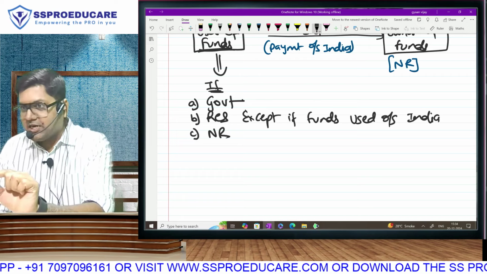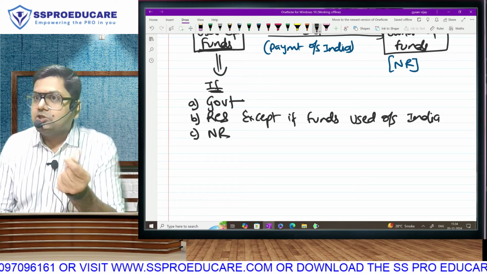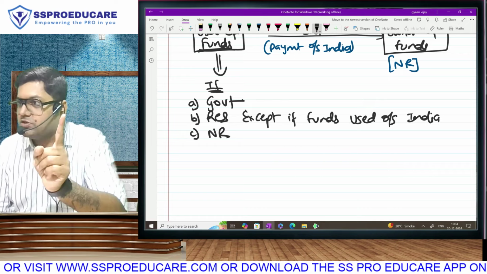In the case of government, they are not mentioning the place because they are assuming it will be in India. But for other people, they are mentioning the place. So if a resident is paying, it is Indian income only if used in India. And we are removing it if used outside India.